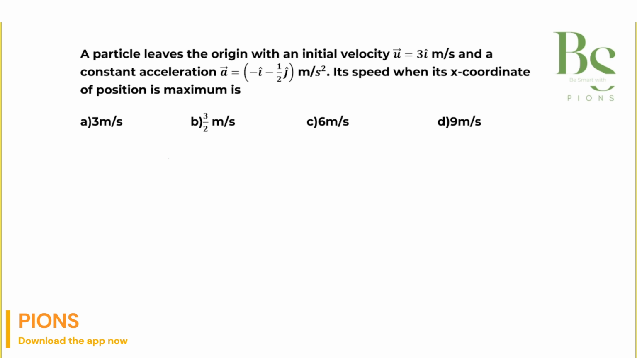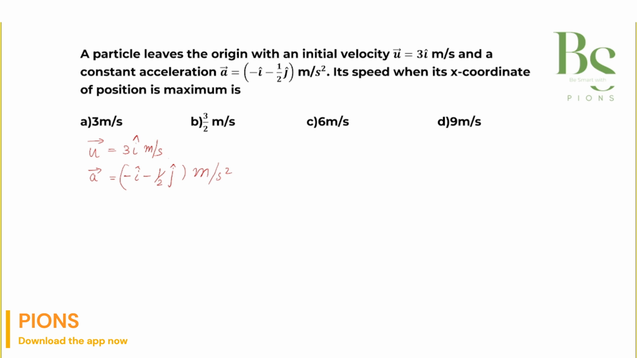Let's understand what is given here. As per the question, our initial velocity u is given as 3i meter per second. This is our initial velocity and that too is given along the x-axis. Acceleration a is given here as minus i minus half j meter per second square. This is our acceleration given.